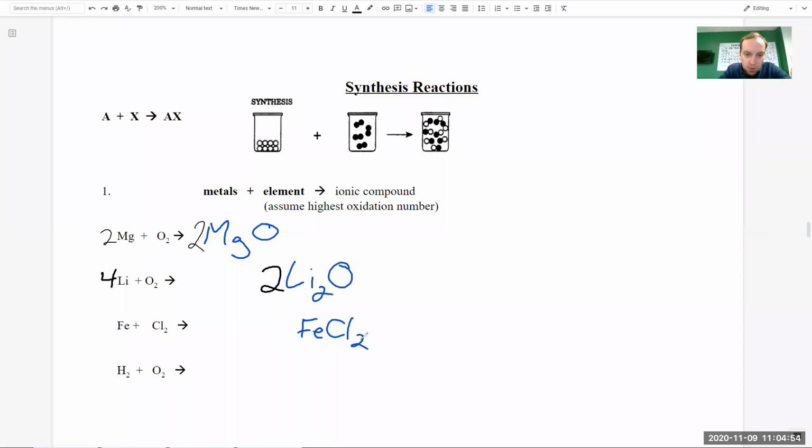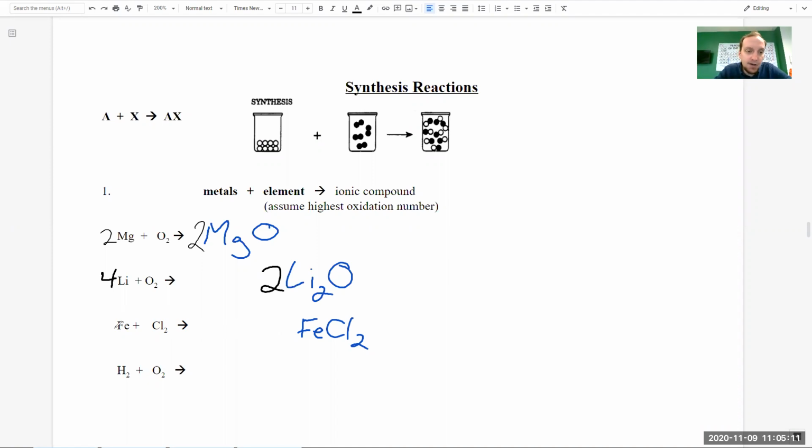So here, my chlorine has 2, my chlorine has 2, my iron has 1, my iron has 1. Hey, look at that. It's already balanced. That's nice. So iron plus chlorine gives me FeCl2, or iron(II) chloride. So that's how you balance and predict the products of synthesis reactions.